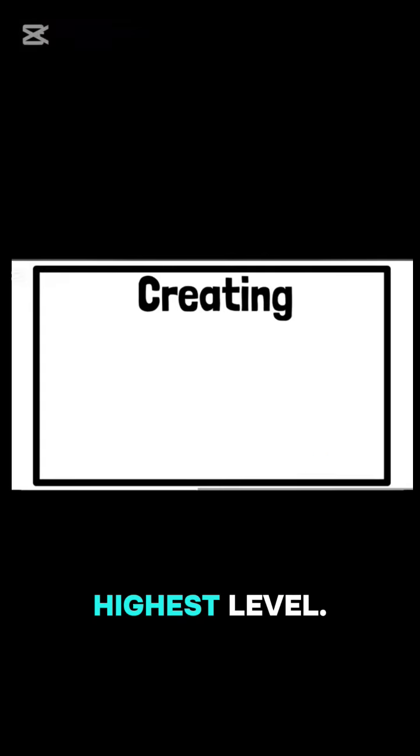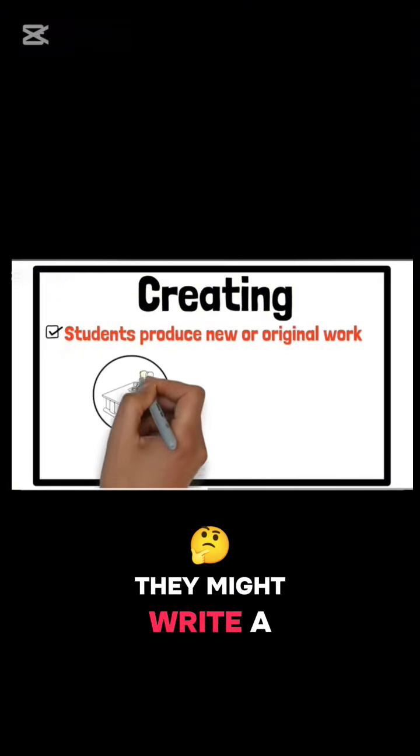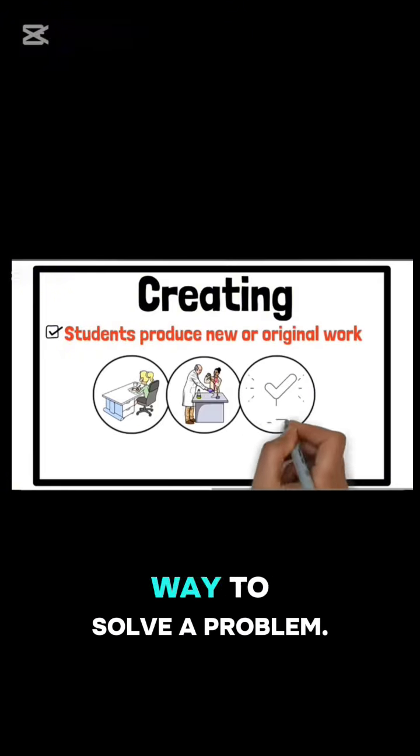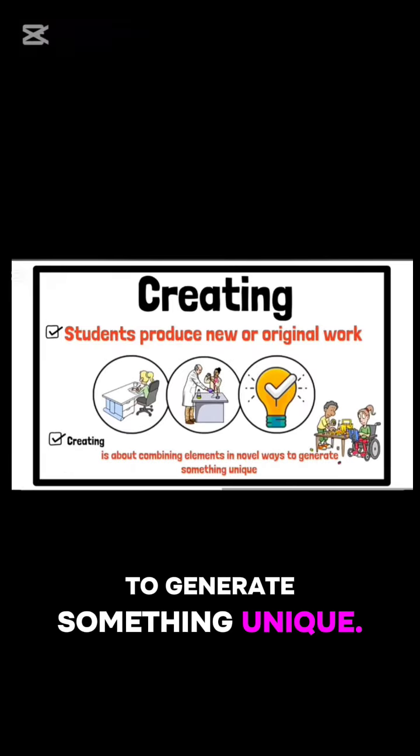Creating is the sixth and highest level. Here, students produce new or original work. They might write a story, design an experiment, or develop a new way to solve a problem. Creating is about combining elements in novel ways to generate something unique.